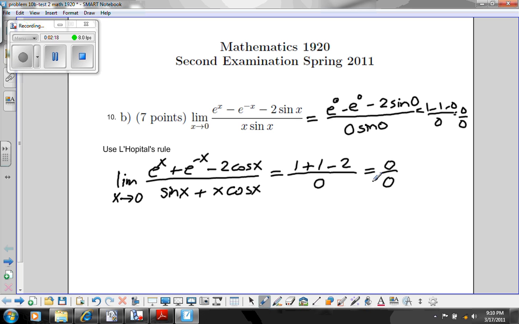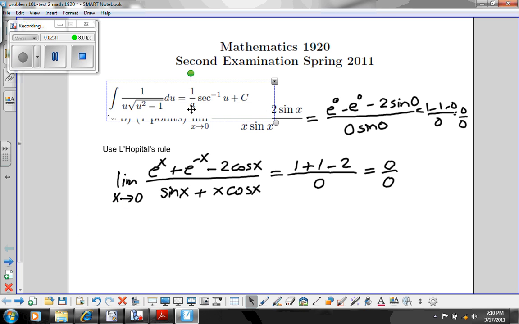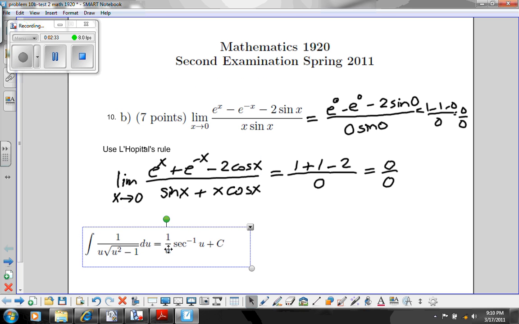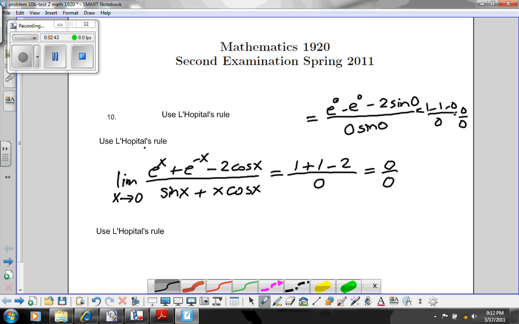Since we're getting 0 over 0 again, what do we do? We have to use L'Hopital's rule again. So let's use L'Hopital's rule again, and that means that we do the same thing again. So we take the limit as x tends to 0.